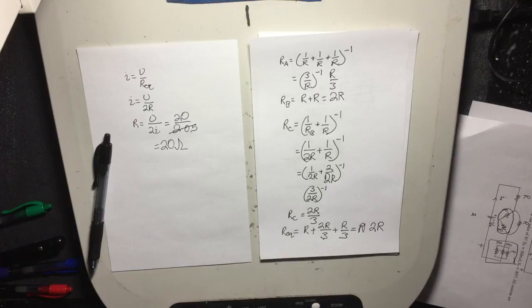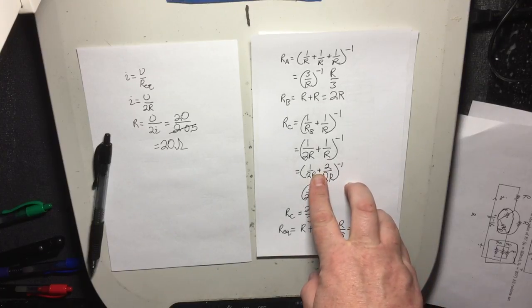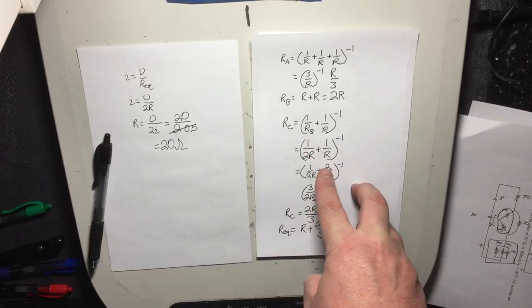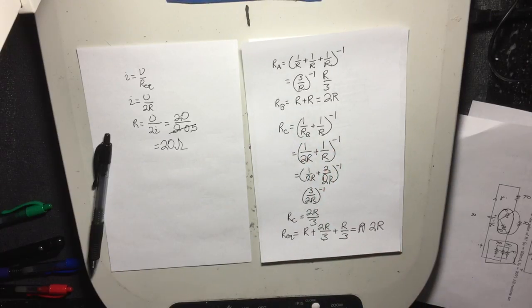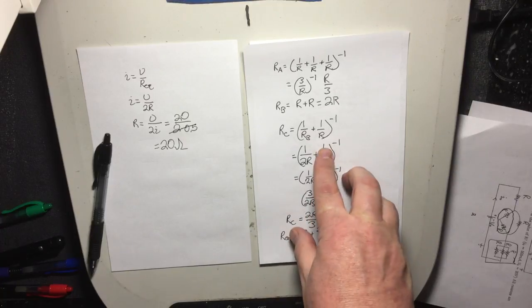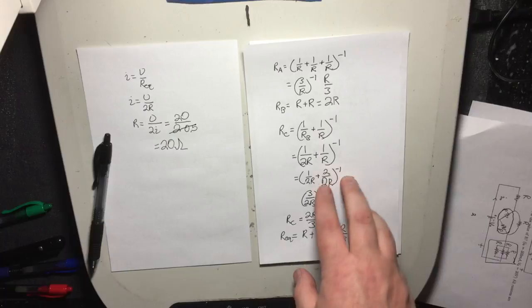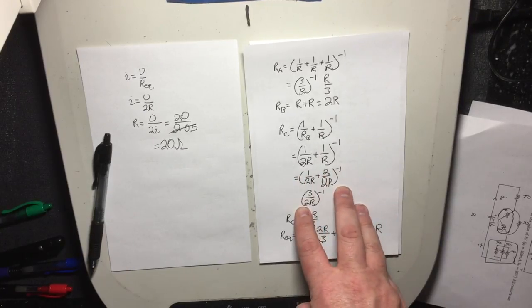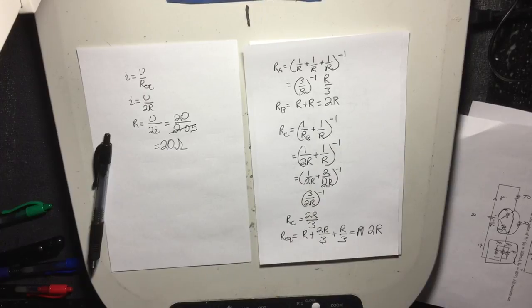Bang, bang, bang. Where'd you get from 1 over 2R plus 1 over R to 1 over 2R plus 2 over 2R? You mean this? When you're adding 1 over 2R and 1 over R, the common denominator has to be 2R. So this 1 over R becomes 2 over 2R. And now 1 plus 2, or 3 over 2R. And then there you go.